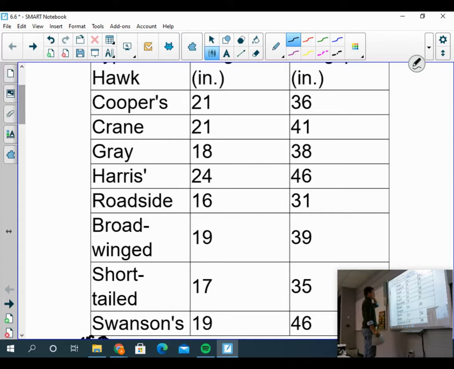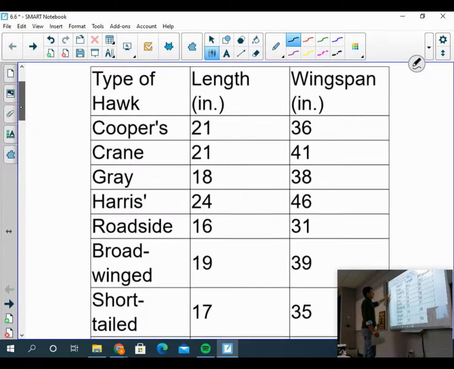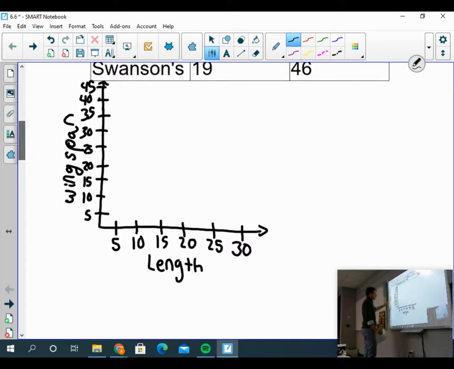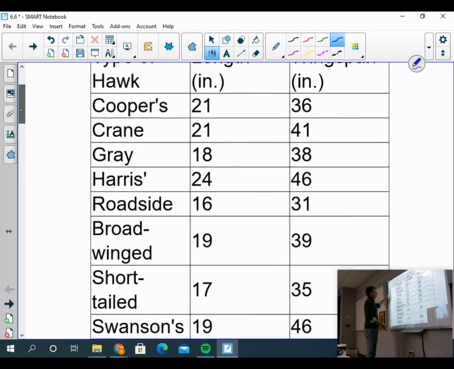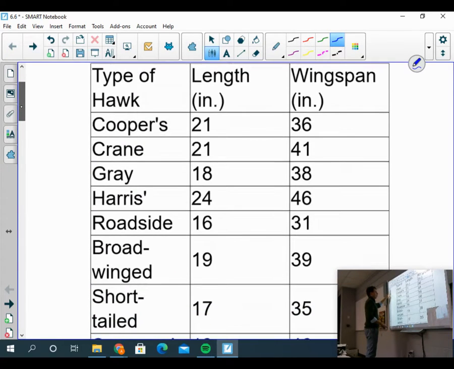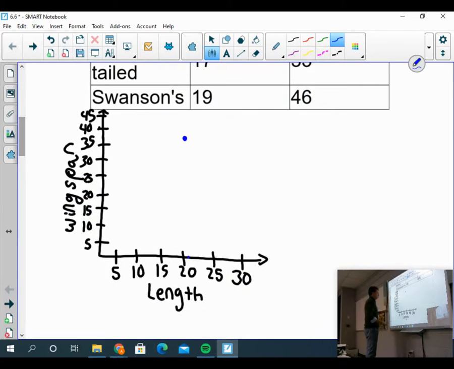So for my first point, the Cooper's Hawk, I notice that the length is 21 and the wingspan's 36. So I'm going to go over to about 21 and go up to about where I think 36 is. So right about there. Then I'm going to do that for the rest of these points. So 21, 41 is the crane. If you want to pause this and try it on your own, go for it.